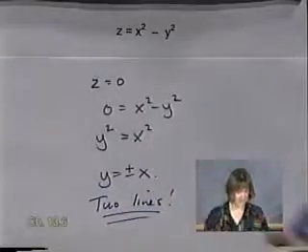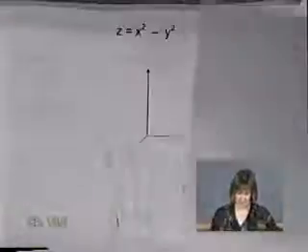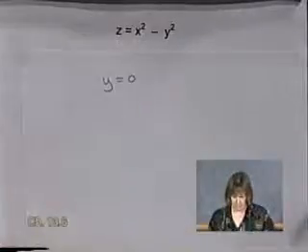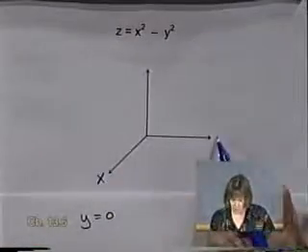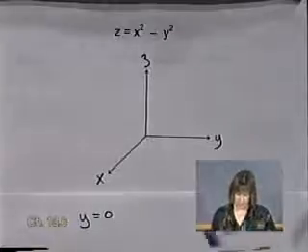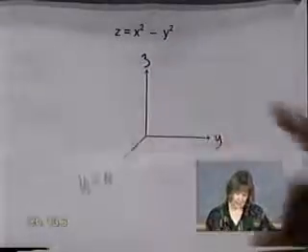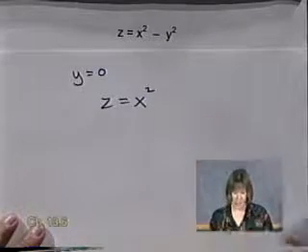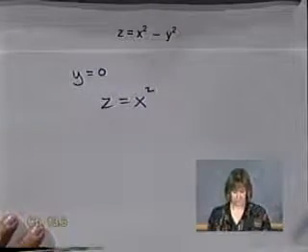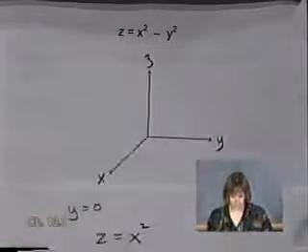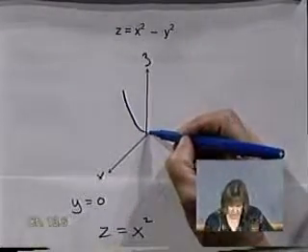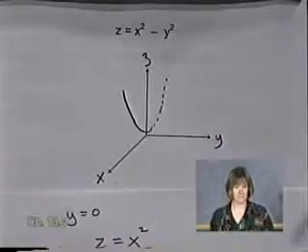Now, let's let y be 0. This is x, y, z. So if I let y be 0, I'm in the xz plane. What do I get? Z equals x squared. You guys know what z equals x squared looks like, right? It's a parabola. Comes down like this, and comes back up.